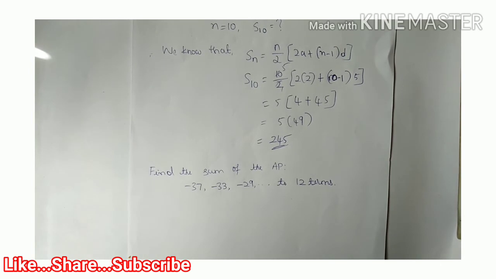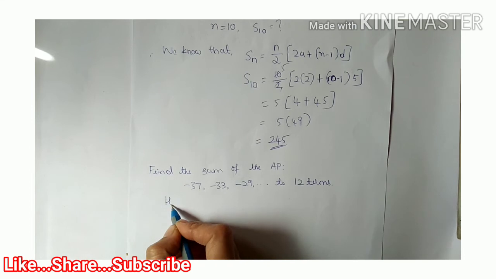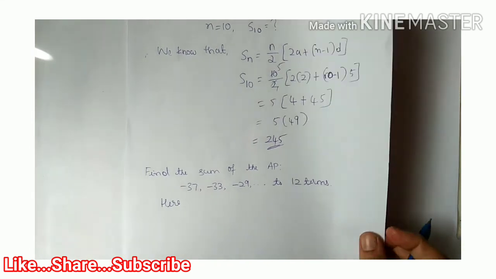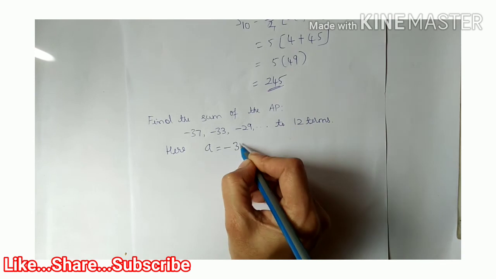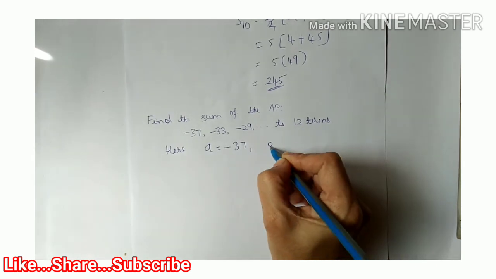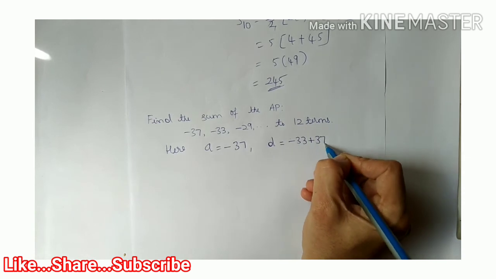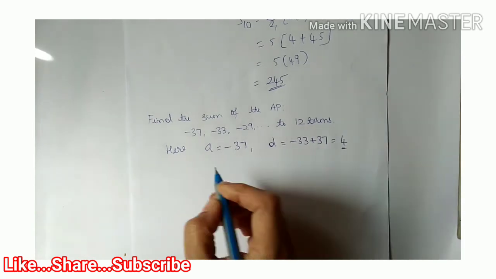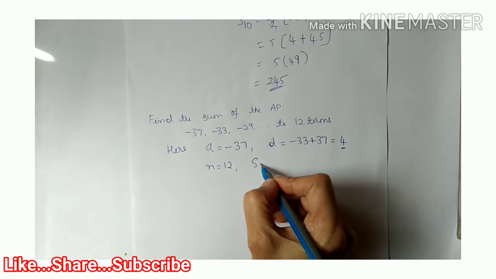Consider the next example. Find the sum of the AP -37, -33, -29 up to 12 terms. Here a is the first term, -37. d is the common difference, -33 - (-37) = +4. n is 12 terms. We have to find S12.